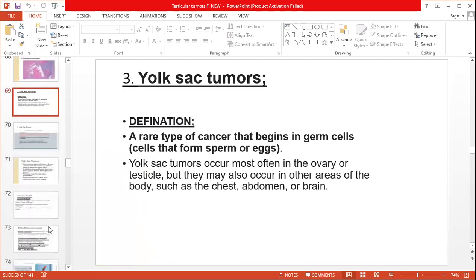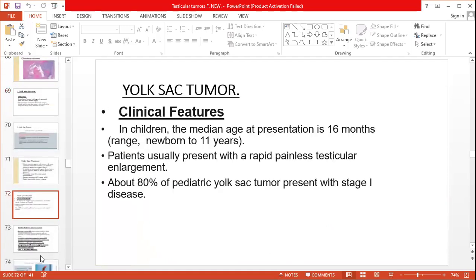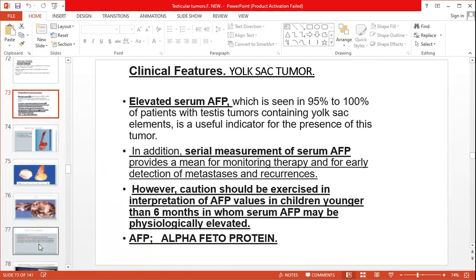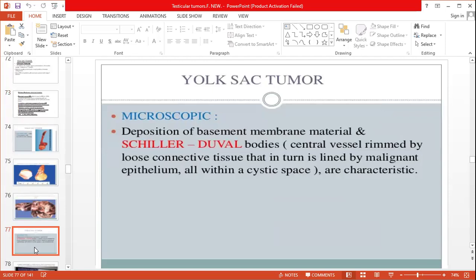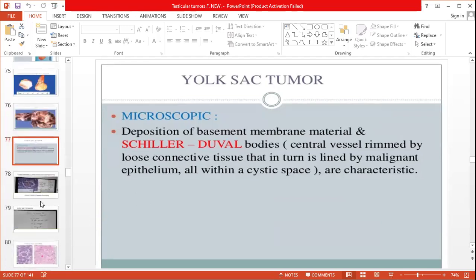Yolk sac tumors. In the yolk sac tumor, microscopically, we find some bodies which are known as Schiller-Duval bodies. They are a very diagnostic microscopic feature of the yolk sac tumors.